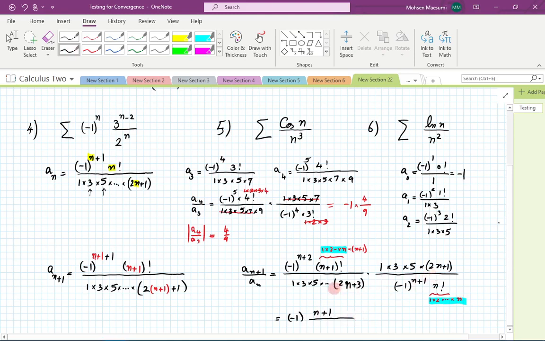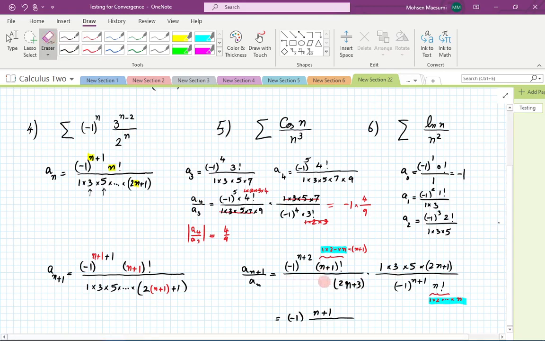Well, how do these two simplify each other? This one goes to 2n plus 1. This one goes to 2n plus 3. 2n plus 1 is the parenthesis just before this. Let me rewrite this thing so you see what is meant by it.